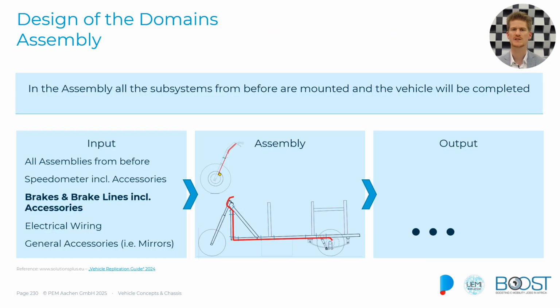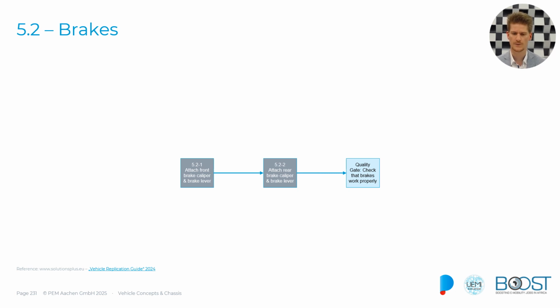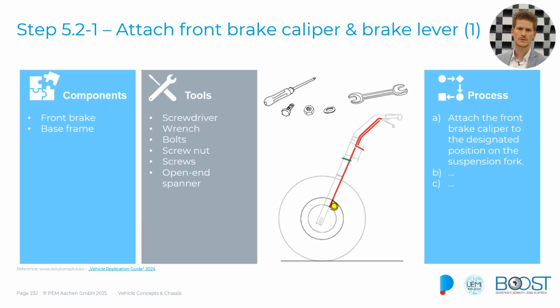We're again in the domain of the assembly and are now heading towards the brakes and the brake lines. The process is that we will attach the front brakes and the front brake calipers, and attach the rear brakes and the rear brake calipers and the lever for both brakes. So what do we need for the front brake? We will need the front brake itself, and we need the base frame and the wheel as well. Tools would be screwdriver, wrench, bolts, nuts, screws, openers and spanners, but also brake fluid and some container for excess or waste brake fluid.